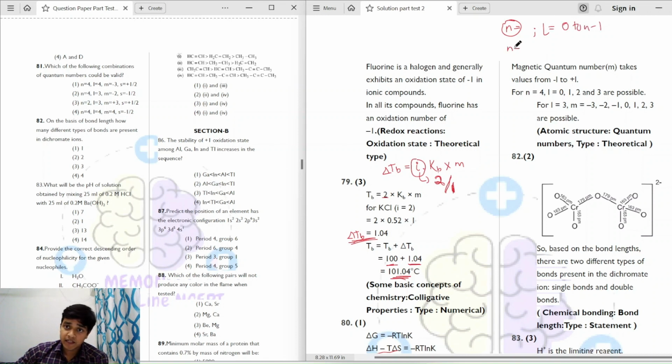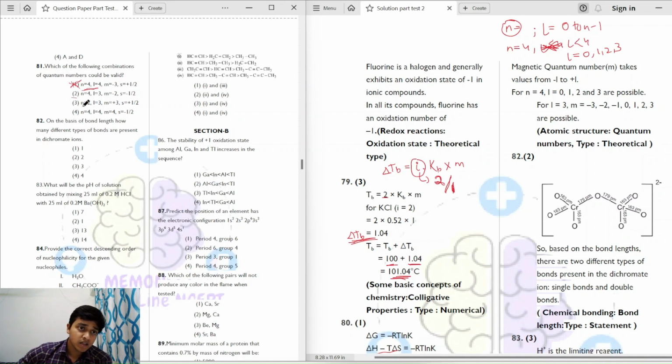So if the value of n is 4, L has to be less than or equal to 4. Oh, sorry, it cannot be equal to 4. L always has to be less than 4. So the value of L can be 0, 1, 2, and 3. If we take a look at our options, we can eliminate option 1 because here L is also 4 and n is also 4.